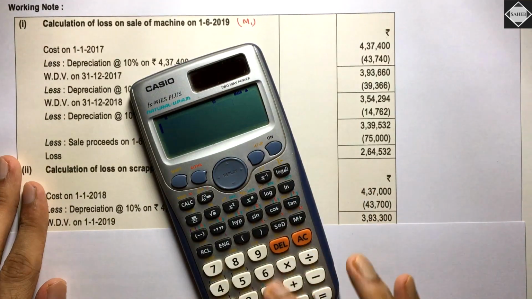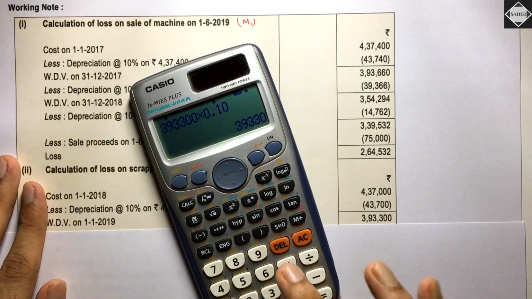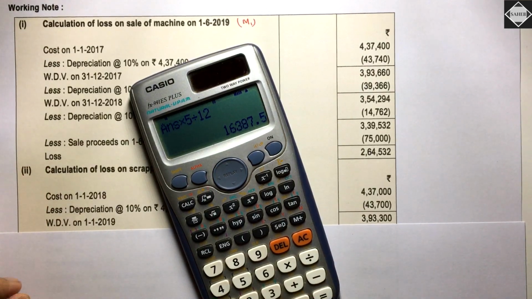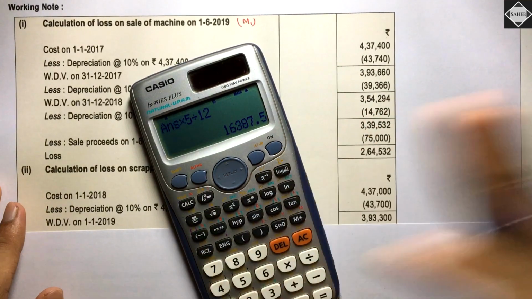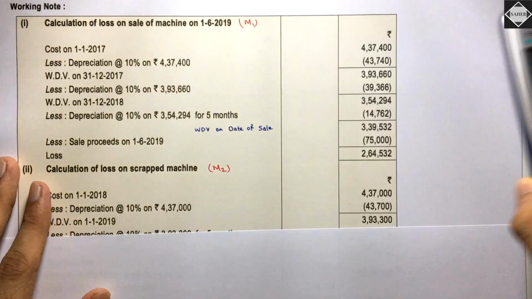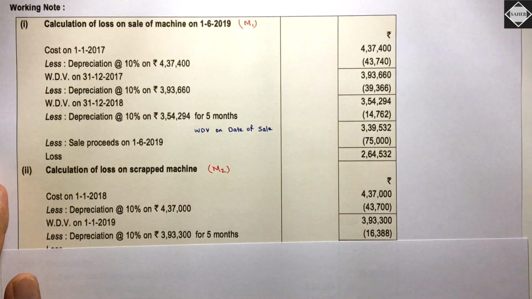3,93,300 is the WDV. 3,93,300 into 0.10, into 5 by 12, that's equal to 16,387.5. So we have to round it off. 16,388. Okay, see here, 16,388. It was 0.5 now, so we have to round it off.